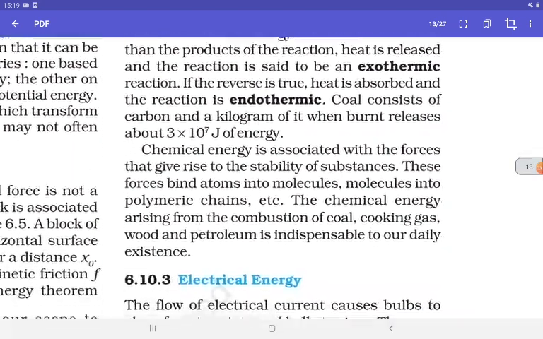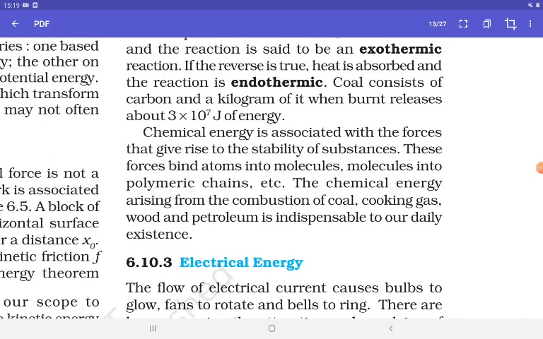Chemical energy is associated with the forces that give rise to the stability of substances. These forces bind atoms into molecules, molecules into polymeric chains, etc. The chemical energy arising from the combustion of coal, cooking gas, wood, and petroleum is indispensable to our daily existence.